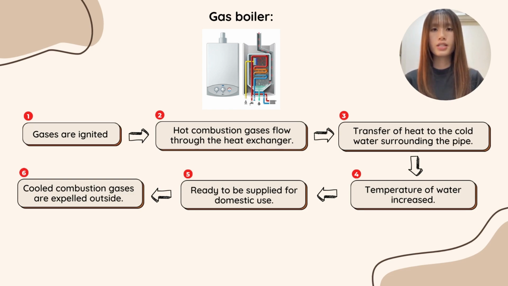As the hot combustion gases pass through the heat exchanger, the heat is transferred from the gases to the water on the other side of the heat exchanger through the walls of the exchanger. The temperature of the water will then be increased and is ready to be supplied for domestic use, while the cool combustion gases will be expelled outside.